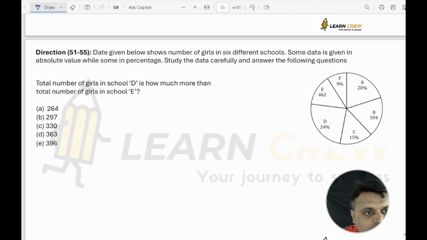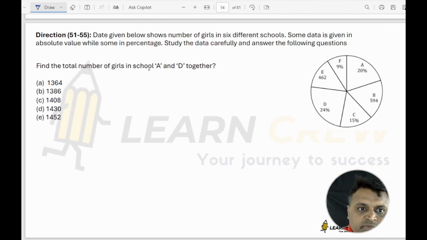Next. Total number of girls in school D is how much? 24%. So 24 percentage would be 24 into 33. 24 33 is 792. 792 is how much more than school E? School E is how much? 462. 792 minus 462 is 330. So answer is option C.